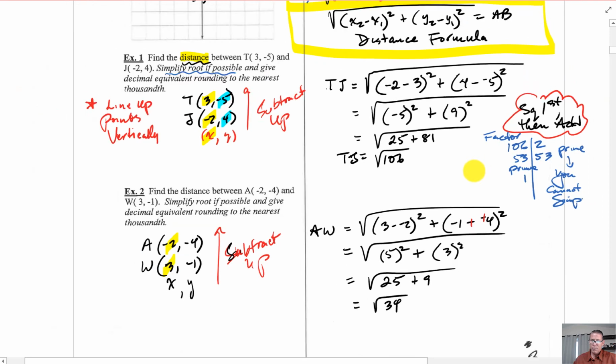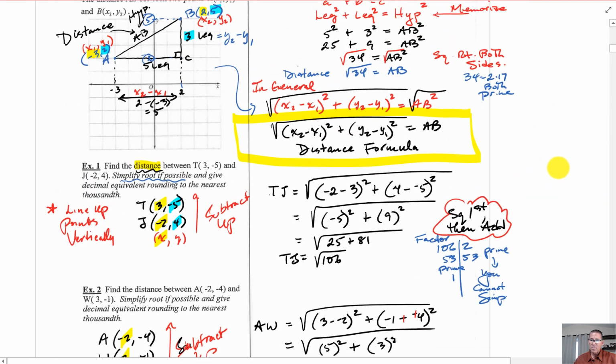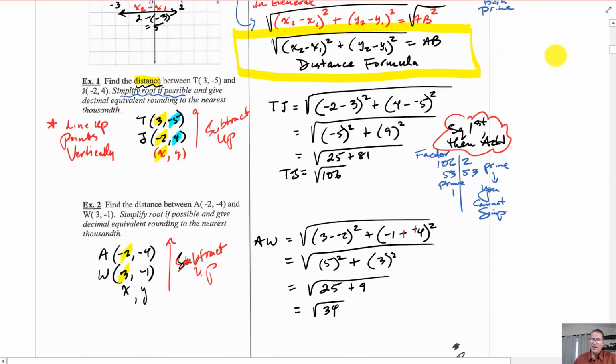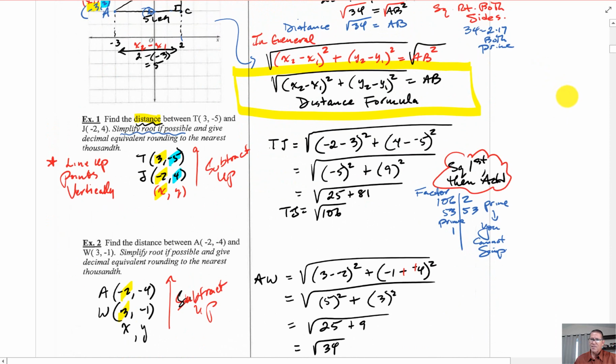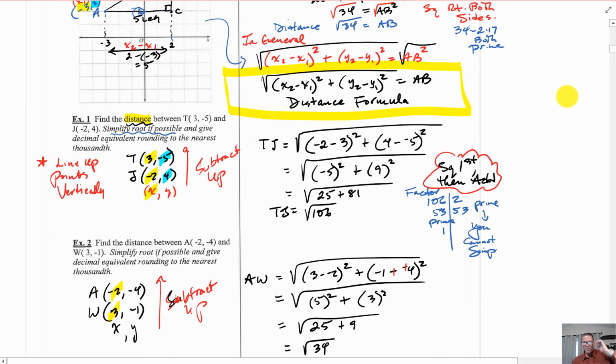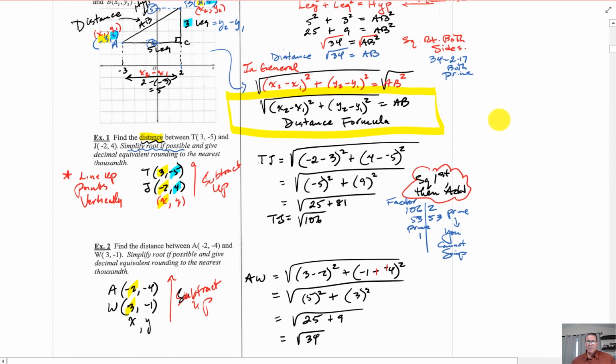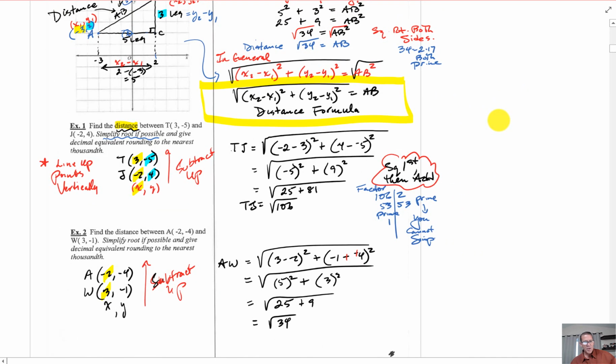And as I said before, above there, the factors of 34 are 2 and 17, and they're both prime. Because of that, you cannot simplify any further. So there you go. There's the distance formula and the Pythagorean theorem used together.